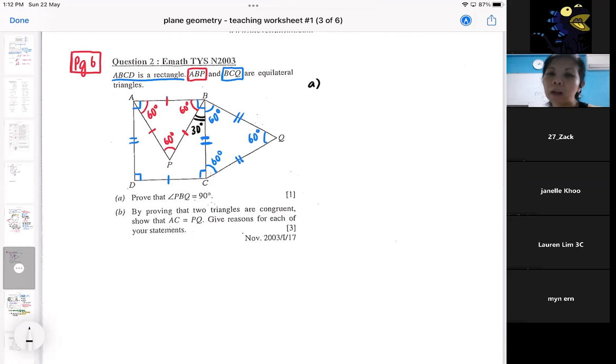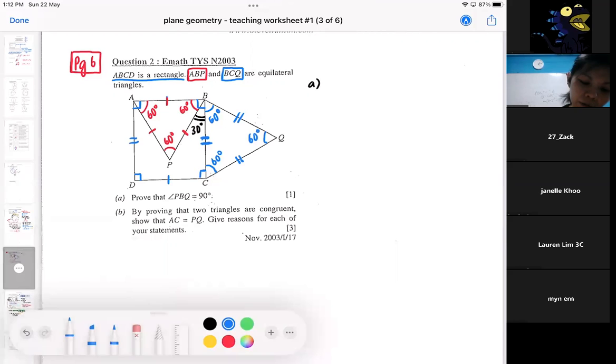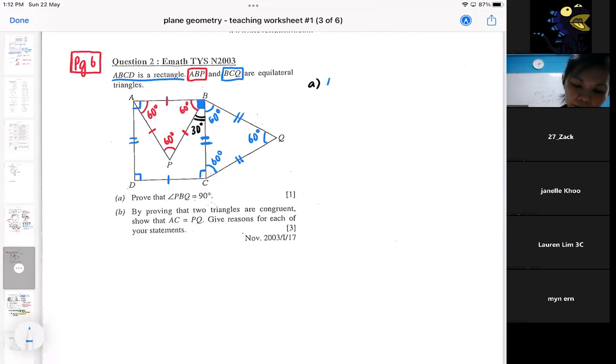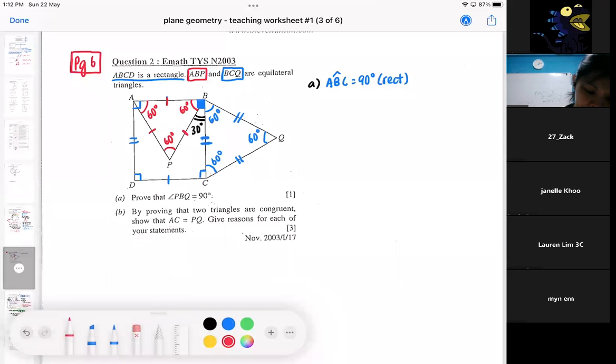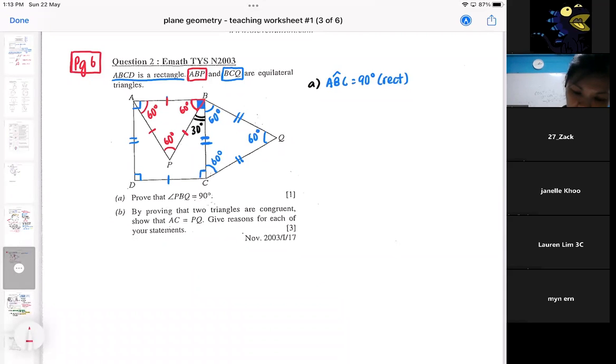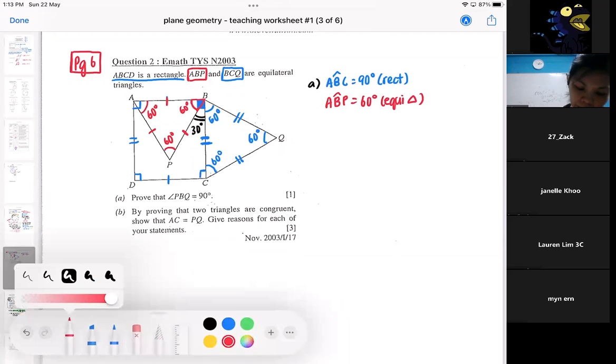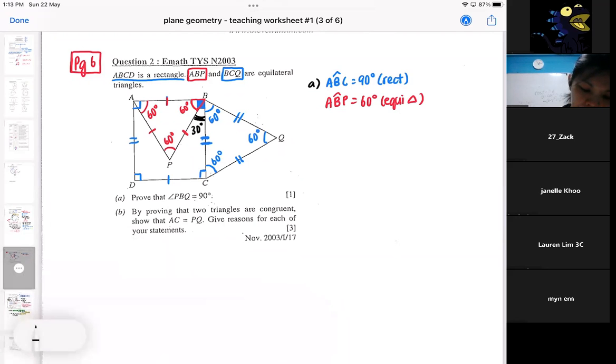But please write it out. So how are you going to write it out? I will be writing it out in a very comprehensive way. I will talk about this 90 degree. I will talk about this 90 degree because it came from a rectangle. Then I will also talk about this 60 degree. It came from the equilateral triangle. So I will mention this before I get my 30 degree.